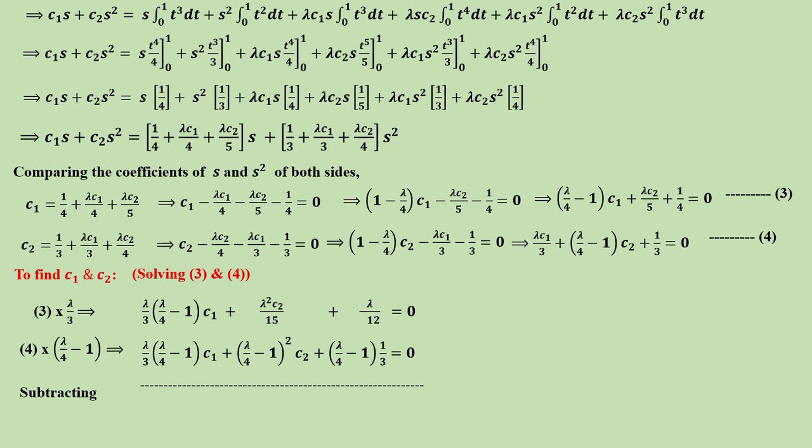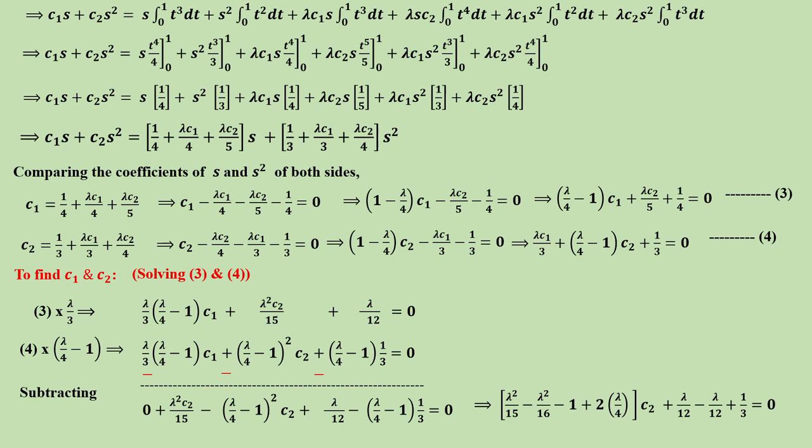Now we are going to subtract, changing the sign, minus minus minus. So the first two terms get cancelled, 0. Second term, lambda square c2 by 15 minus lambda by 4 minus 1 whole square c2, plus the last term, lambda by 12 minus lambda by 4 minus 1 into 1 by 3 equal to 0. That implies lambda square by 15 minus lambda square by 16 minus 1 plus 2 lambda by 4, into c2.